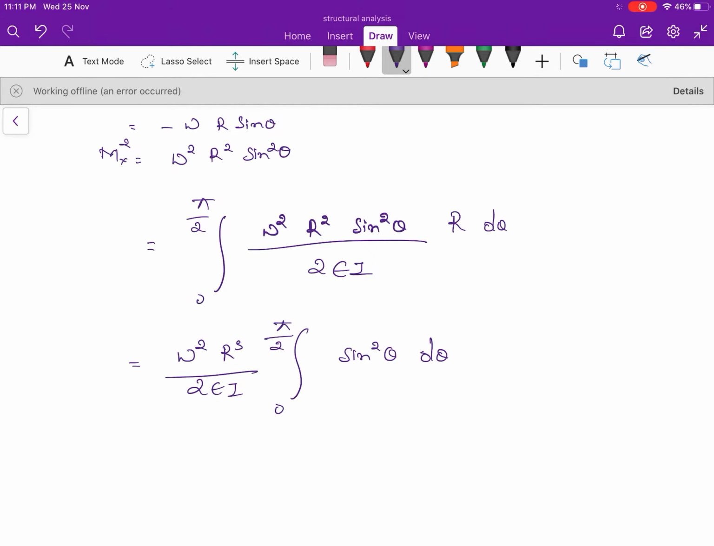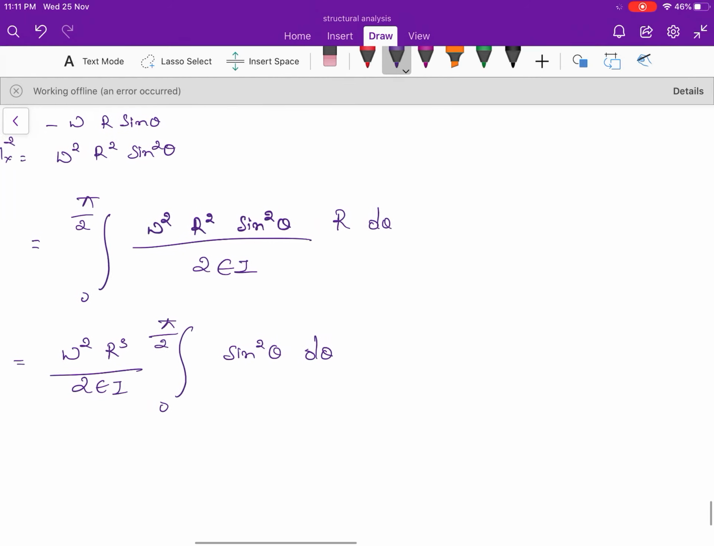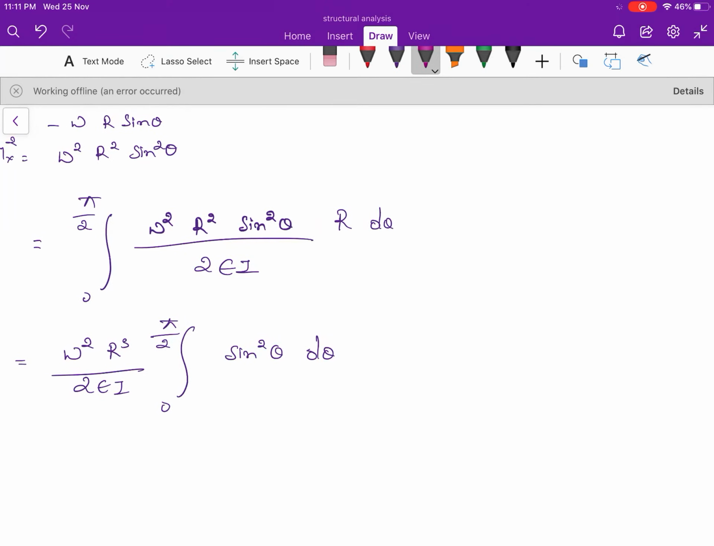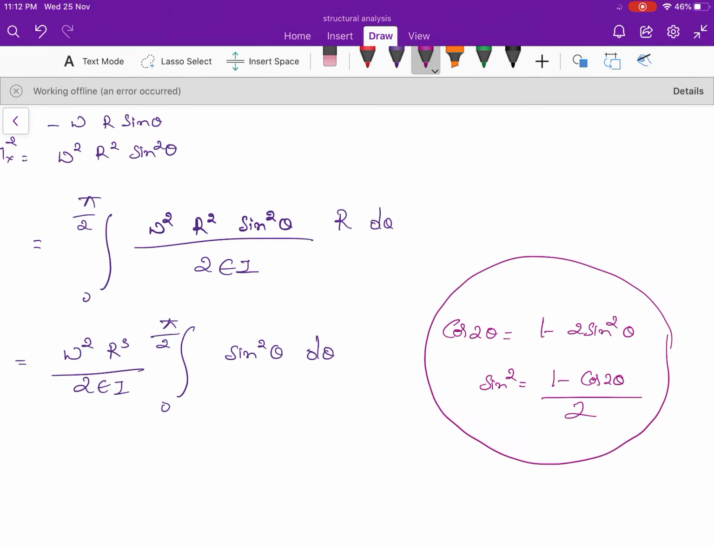Integral of sine square theta is not possible directly, so we need to make a simplification that I had already explained in the previous lecture. Let me explain one more time, where cos 2 theta is equal to 1 minus 2 sine square theta, where sine square theta is equal to (1 minus cos 2 theta) by 2. This is a very important simplification that you need to remember.